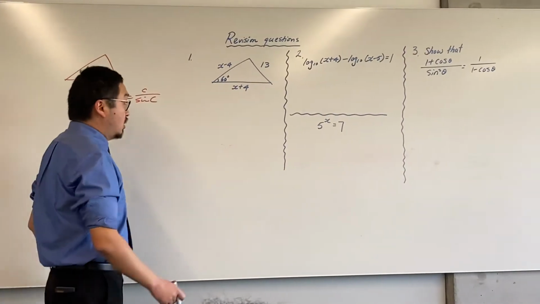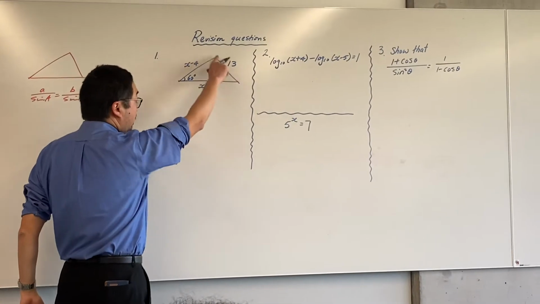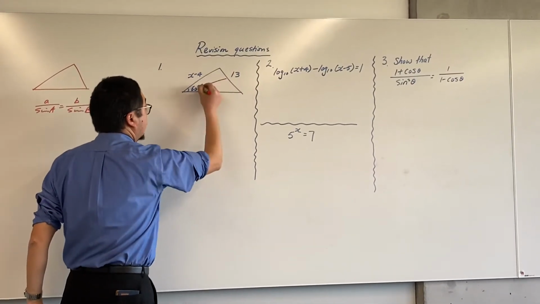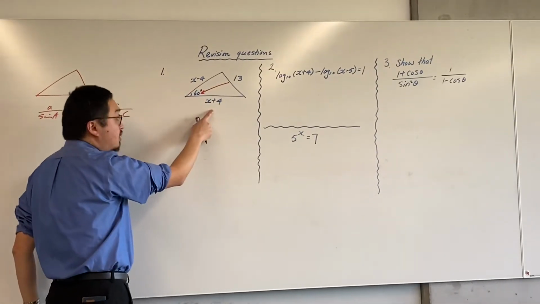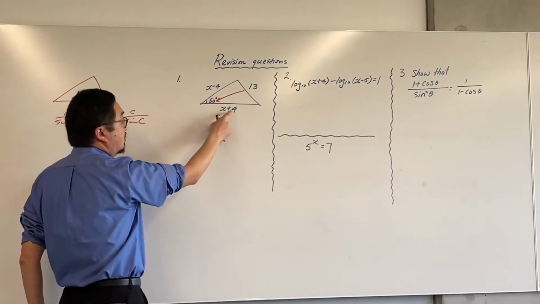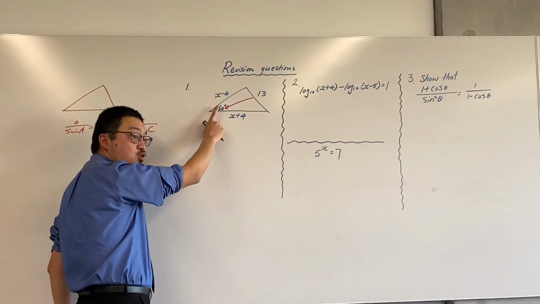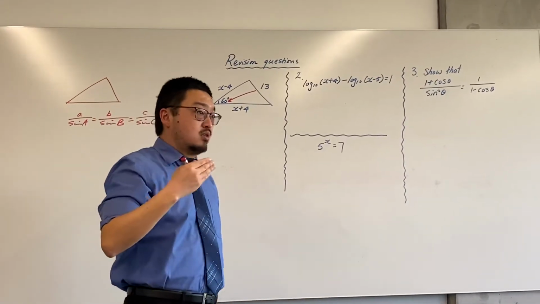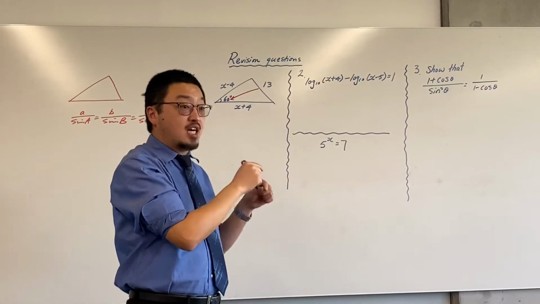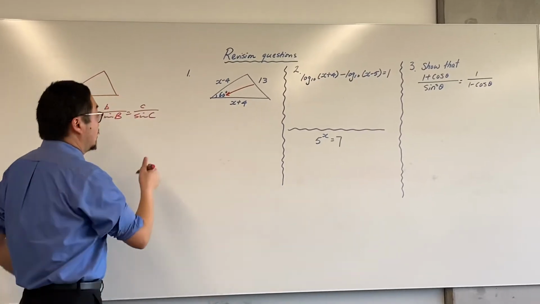So let's have a look. Cosine rule says this squared is equal to that squared plus this squared minus 2 times this times this times cosine of the angle in between. So that sort of information you must tell yourself is the starting point, and you are confident that is the way to go. So let's have a look.